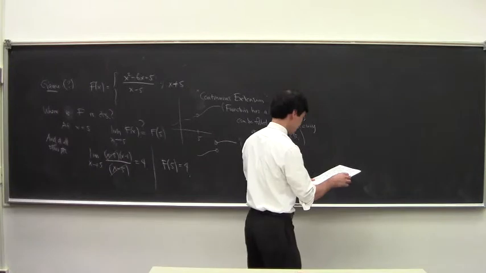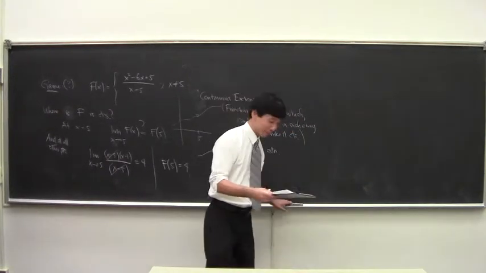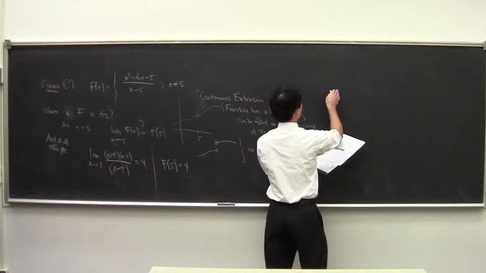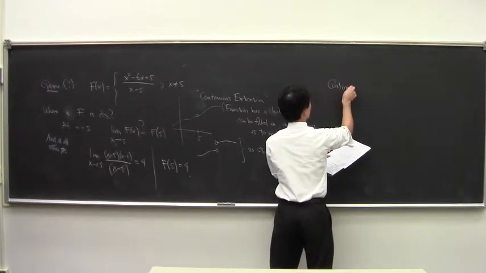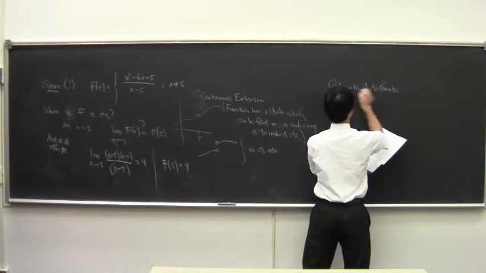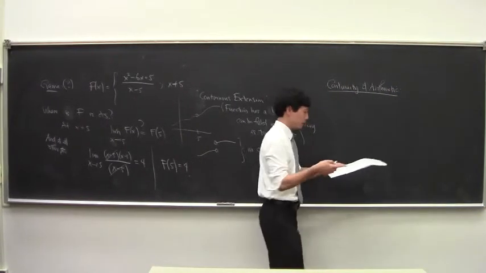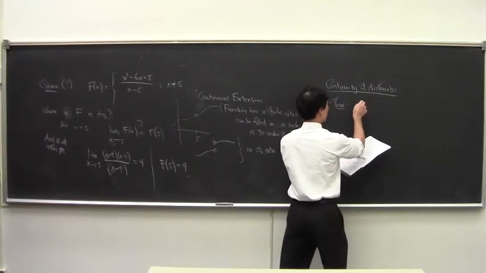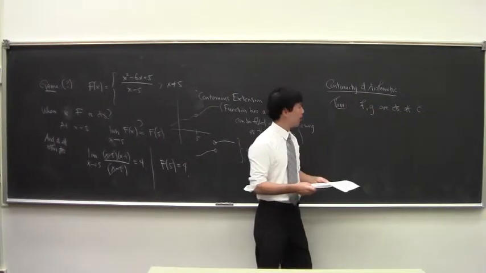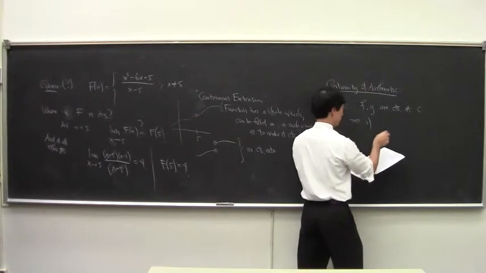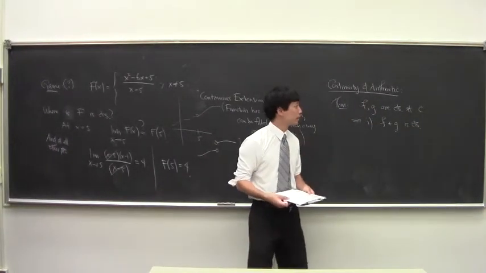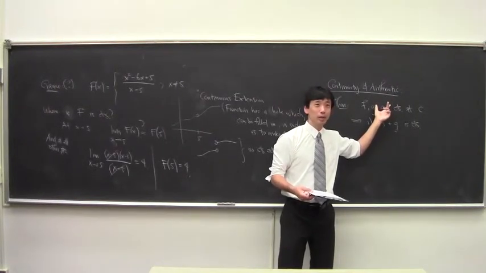Let me give you another. Let me go on. Another sort of important topic: continuity and arithmetic. If f and g are continuous at some point c, then their sum is continuous there. So if you have functions that are continuous at a point, then their sum is continuous.